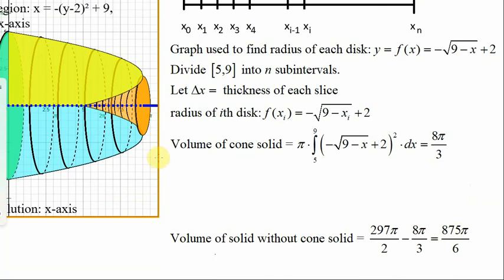So in summary, the volume of the entire solid with the cone is 297 pi over 2. The volume of the cone is 8 pi over 3. And then when we subtract, we get 875 pi over 6 for the volume of the solid without the cone. And this is the exact same answer that we got earlier when we used the shell method. And that's the end of the video.